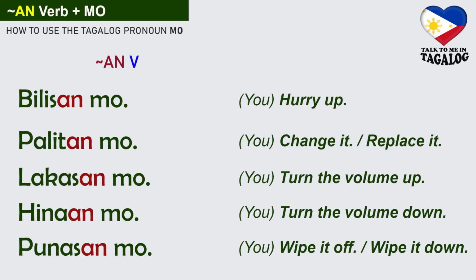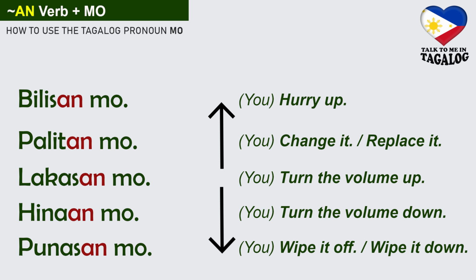Let's use mo with an-verbs or those verbs with the suffix an. Bilisan mo. The verb root bilis means to hurry. If you attach the suffix an, the word bilisan is formed, and it means hurry up or make haste. So the short sentence bilisan mo suggests that you're talking to another person. In English, the word you doesn't need to be mentioned because it's already understood that the speaker is talking to another person. That's why you is in parentheses in the translation.